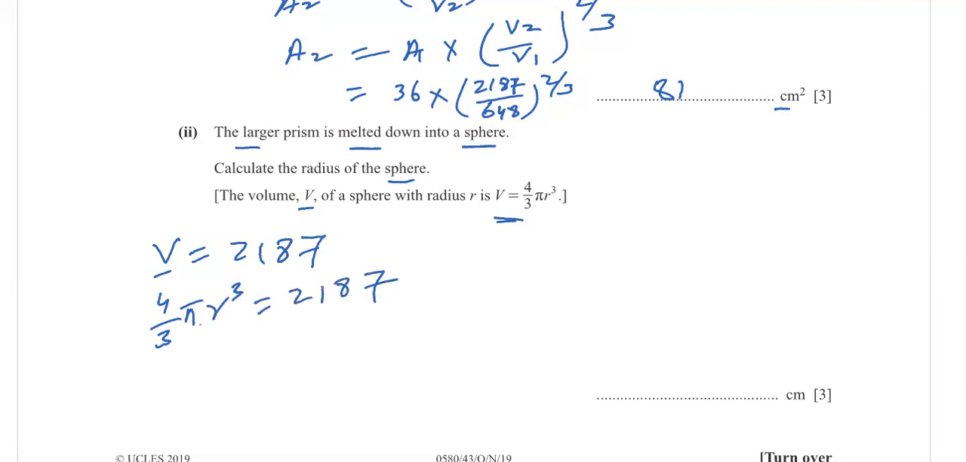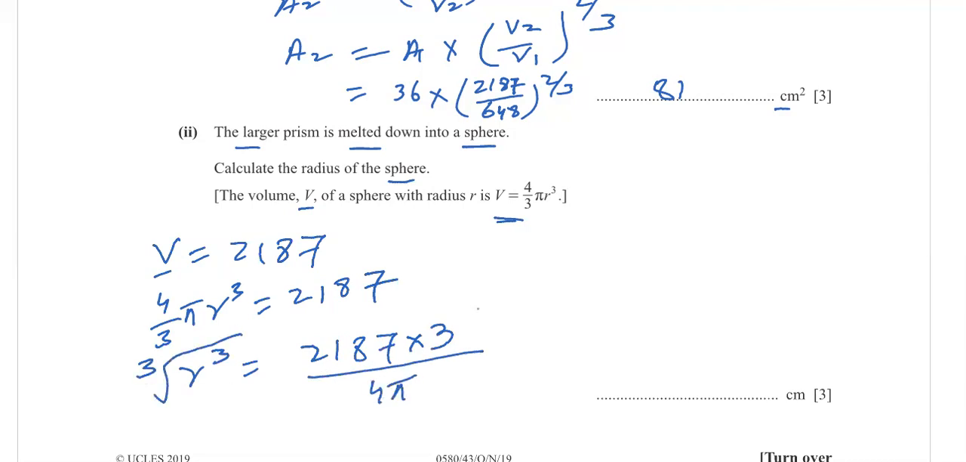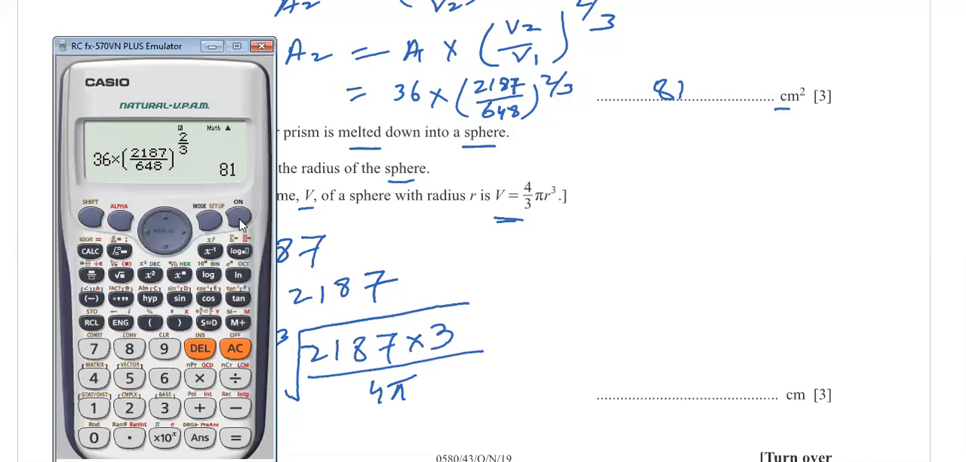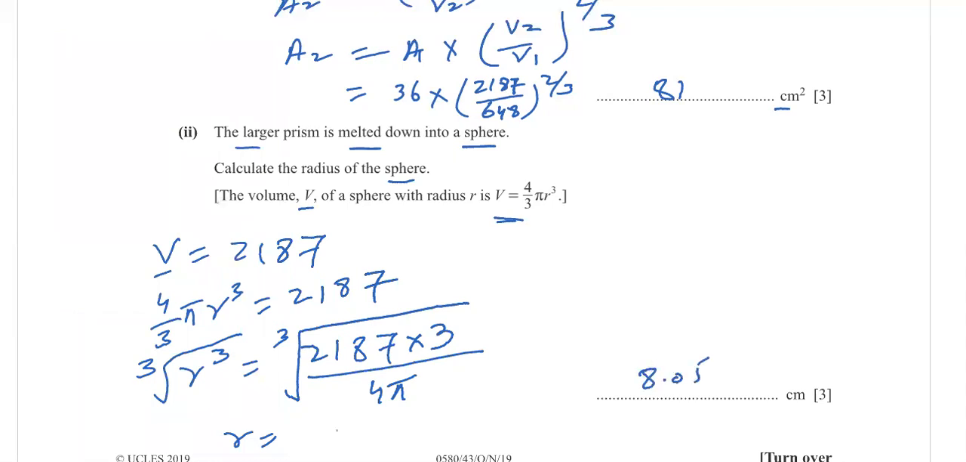From here I need to get r, the radius. I can say r cubed will be equal to 2187, and the 3, when I shift it to the other side, will multiply over 4 pi. If I take the cube root on both sides, r will be the cube root of 2187 times 3 divided by 4 pi, which is 8.05. The radius will be 8.05.